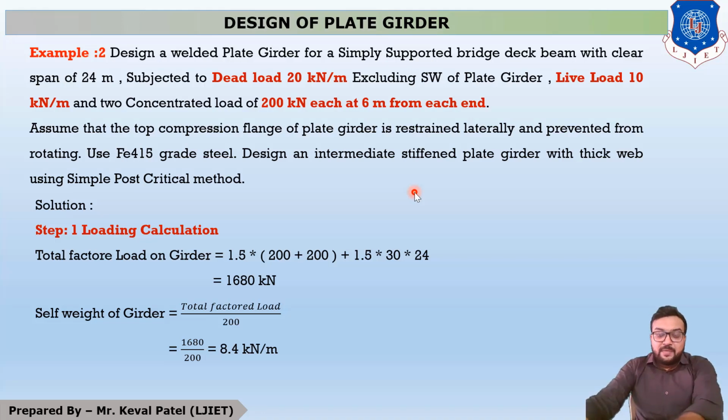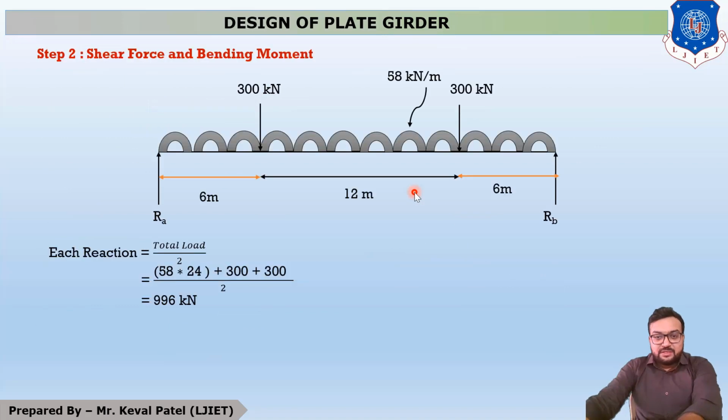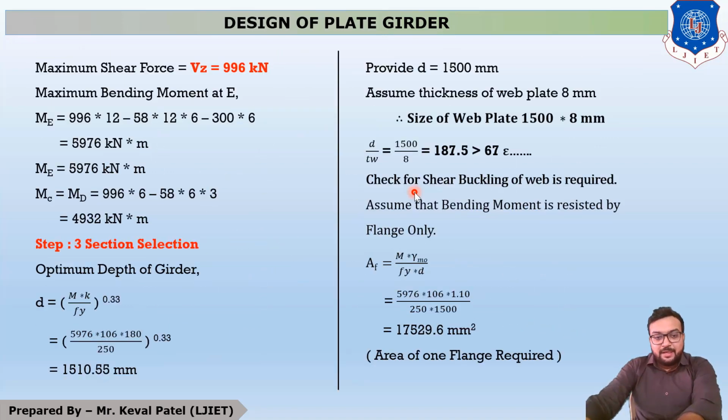A major difference between example number 1 and example number 2 is in step number 3. Let us discuss what the difference is. In the last lecture, we discussed our maximum shear force, which is generated at the support, and it is 996 kN, and the maximum bending moment, which is generated at the center of the span, and it is 5976 kN·m.